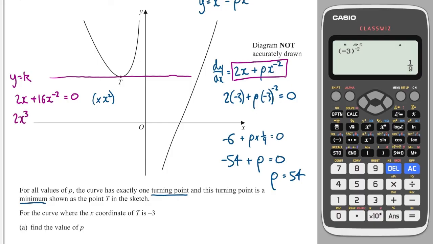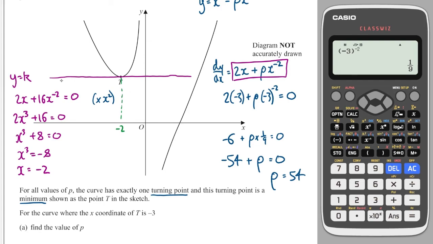2x to the 3, because x to the 1 times x to the 2 is x to the 3, and this x to the 2 and the x to the minus 2 will cancel, so it's just plus 16, that equals 0. Divide through by 2 gives me this, minus the 8 to the other side, and because we're cube rooting that is fine, because the cube root of minus 8 is minus 2. So x equals minus 2. At this particular point here, we have x equals minus 2.